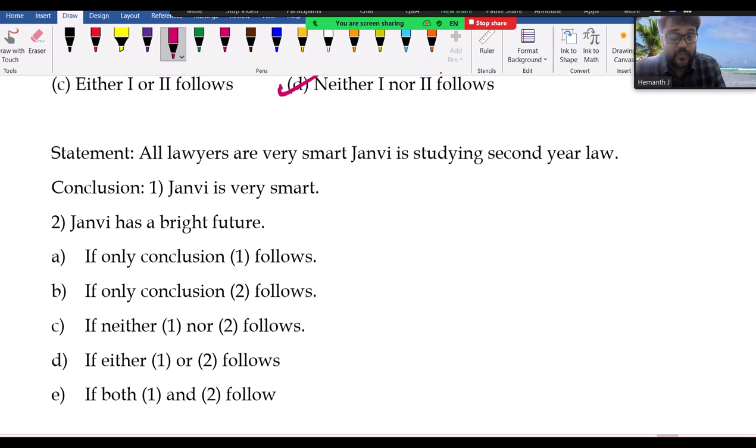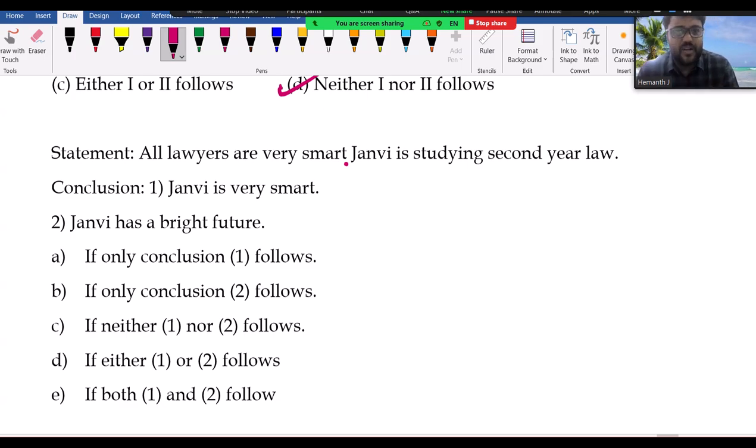Now, all lawyers are very smart. There is a full stop that was missed in typing. Janvi is studying second year law. Janvi is very smart? Yeah, all lawyers. But Janvi has not completed the law. She is still studying, not completed. When you complete the lawyer course, you will become a lawyer. You may discontinue also, right?